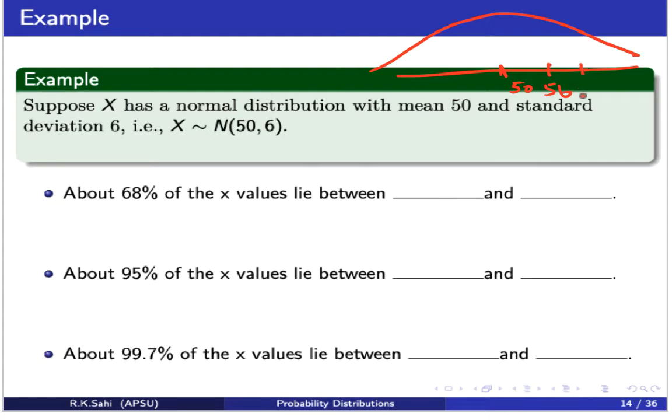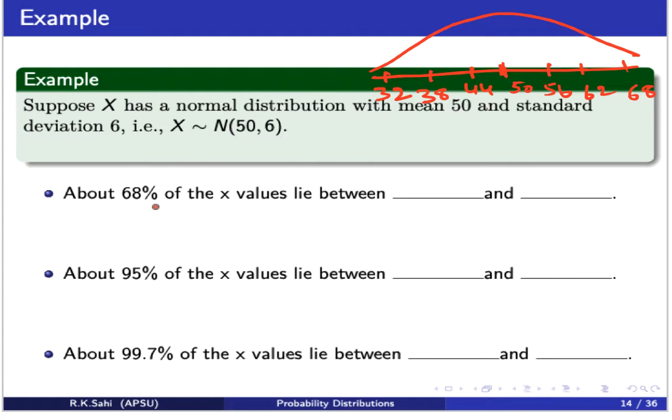Then what are we going to get? 62, 68. And now if you go on the left hand side of this mean, we're going to be subtracting 6 every time we go. 44, that's one standard deviation. And then we go another, we get 38. And the last one, three standard deviations on the left, is 32. So basically, we have already got our answers.